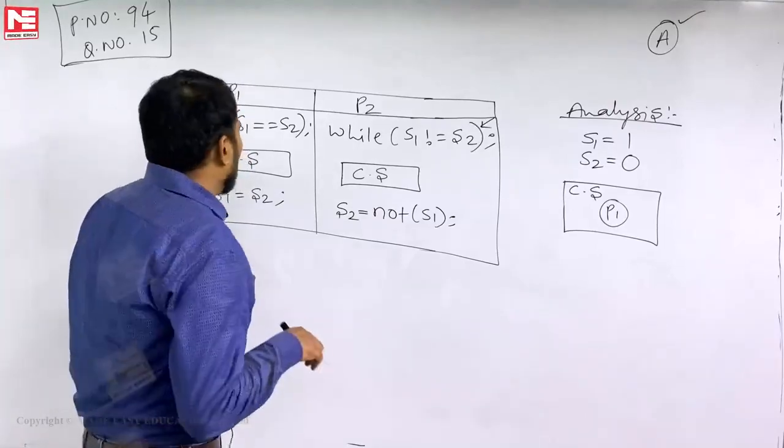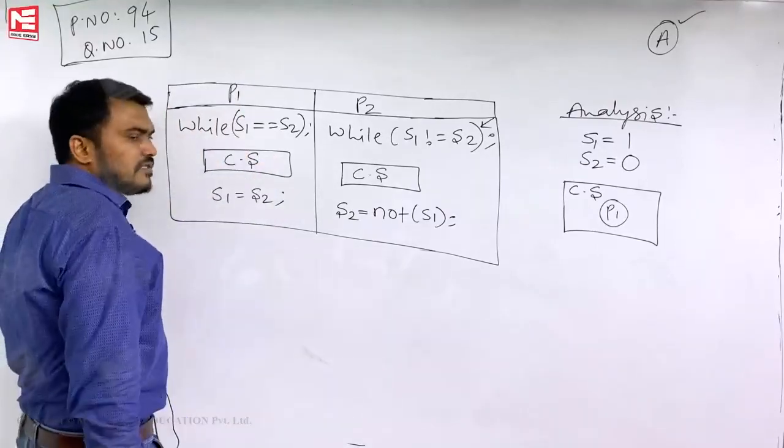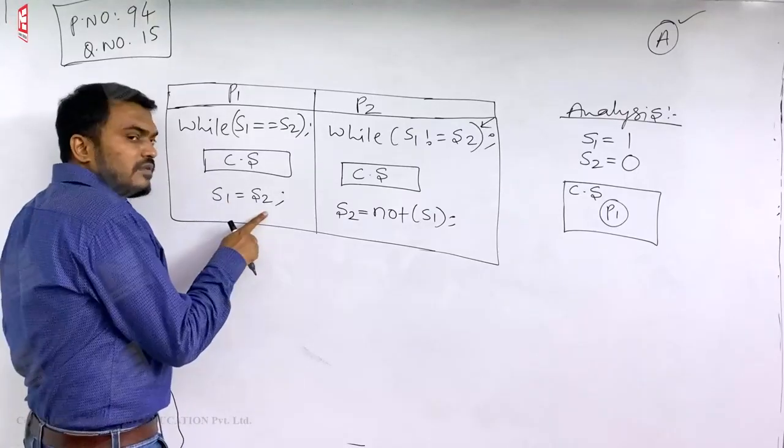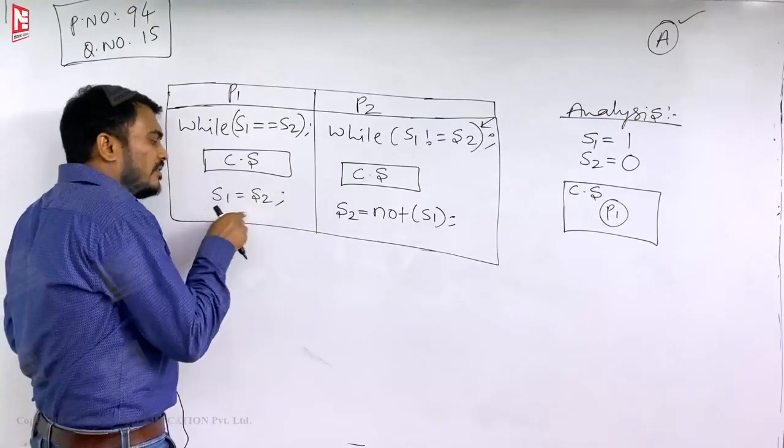Okay, continue the question. Now P1 is leaving the critical section, going outside. So what will it do? It will execute S1 equal to S2. So it means S2 value will be assigned to what?